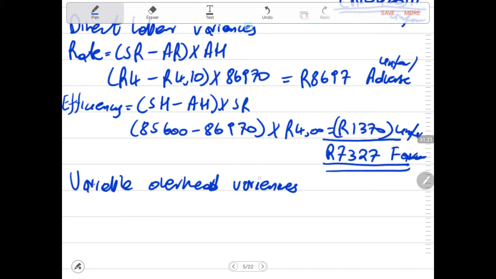Variances. Now that means we look at the rate again. This is the rate. It is standard. This is very similar to the labor. It's the same language when it comes to the labor variance. Standard rate minus actual, standard hours minus actual hours. Standard rate minus actual rate times by actual hours.